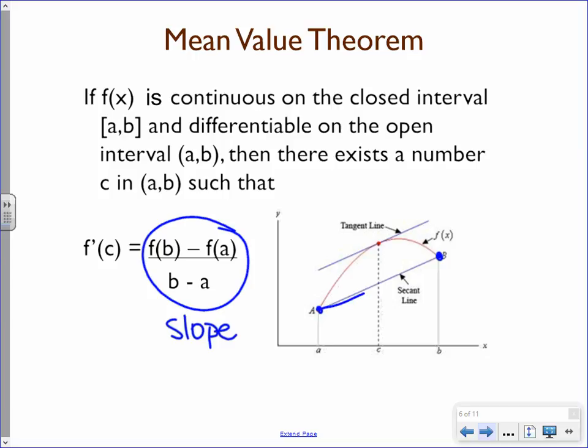So if we find the slope between 2 points, the mean value theorem says that there is going to be at least 1 point between A and B that has that same slope. The derivative is going to have that same value. So whatever the slope is between the 2 points, there will be a point that has that same derivative value, that same slope. That's what the mean value theorem is saying.